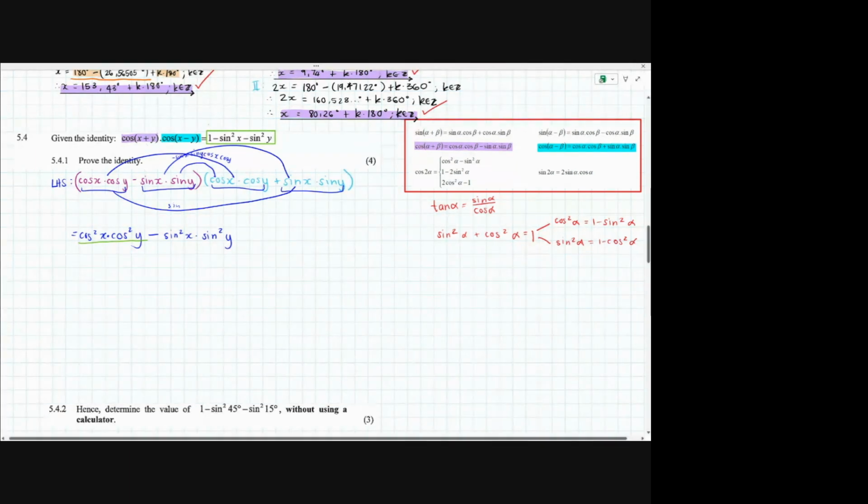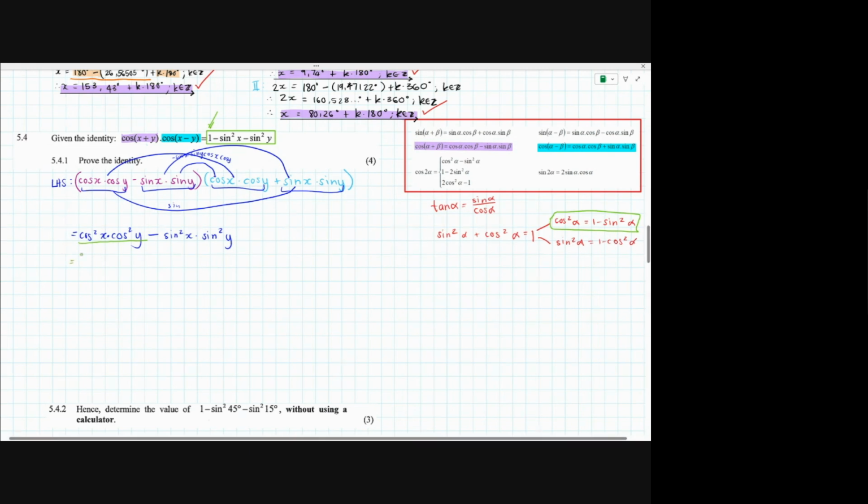I also see that I have a 1. So I somehow need to change these cos squared x and cos squared y to be only sines and introduce a 1 somewhere. And this is where your knowledge of identities comes in. Cos squared of an angle can be written as 1 minus sine squared of the same angle.